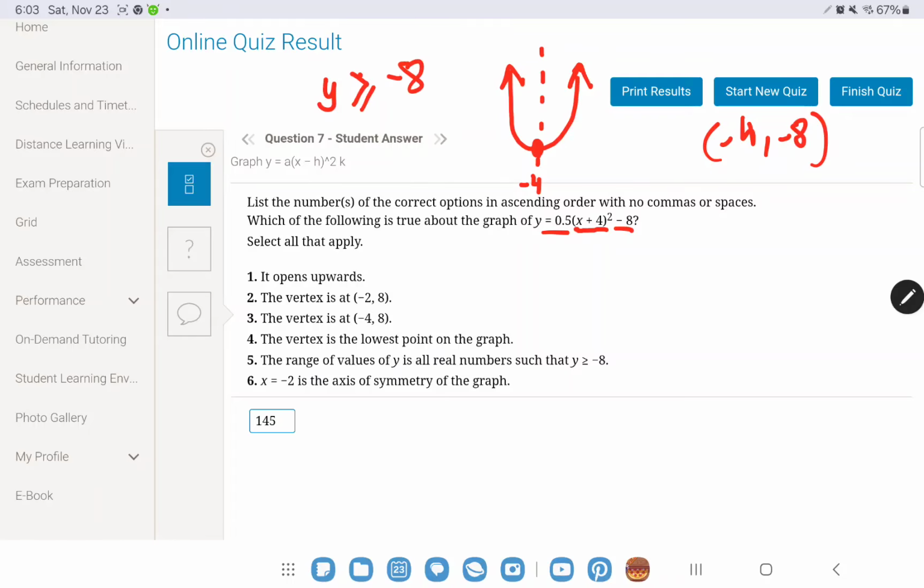Now let's see the information we have and solve. It opens upward. Yes, it does open upward. The vertex is at negative 2, 8. No, it's negative 4, negative 8. So no. Vertex, lowest point on the graph. Yes. Range should be y greater than or equal to 8. Yes. And the x equals negative 2 is the axis of symmetry of this graph. No, we said it's negative 4. So this is wrong. So our only three ones that are right are 1, 4, and 5.